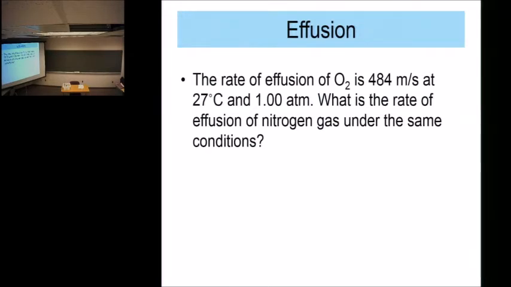Okay, so what's the rate of oxygen gas? The rate of oxygen is... what is the rate of the nitrogen gas? So that's a question mark for nitrogen. What's the molar mass of oxygen? What's the molar mass for nitrogen?